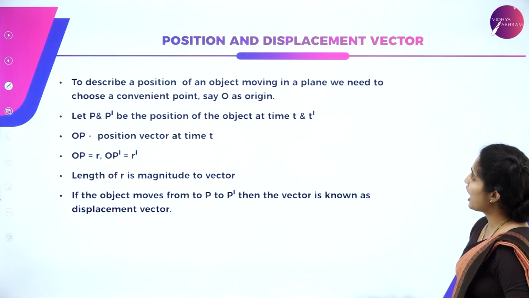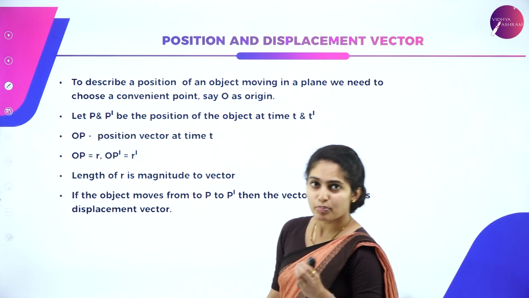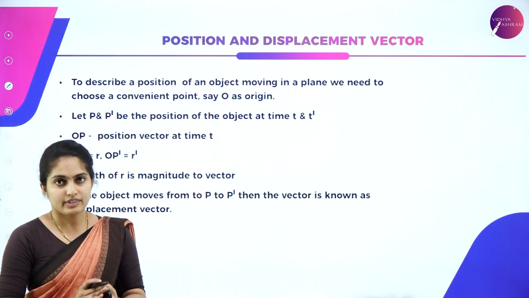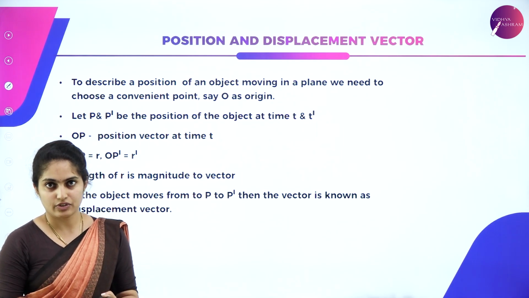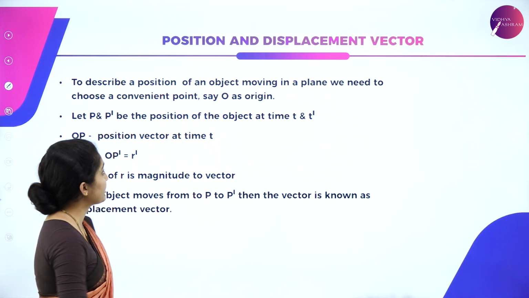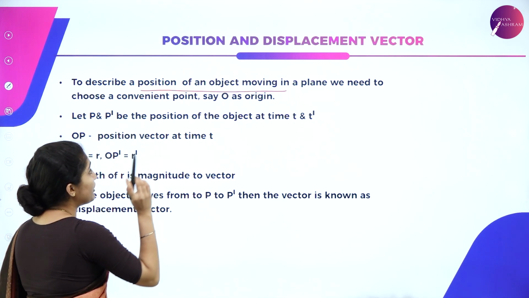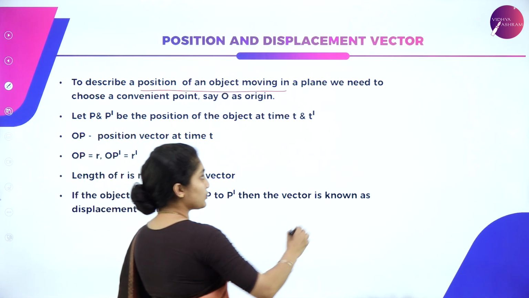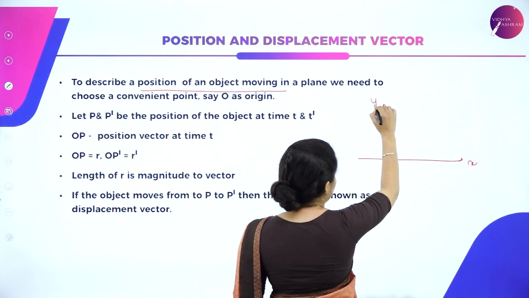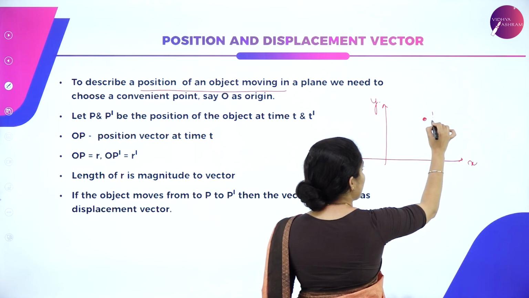Okay. Next we have position and displacement vectors. How do you represent the position and displacement of an object? That gives you the vector combination concept. So it is totally called position vector or displacement vector. To describe the position of an object which is moving in a plane, we need to choose a convenient point. So its origin has to be O. So if we check, this is x-axis, this is y-axis, and there is some point over here. Let me call this point P.